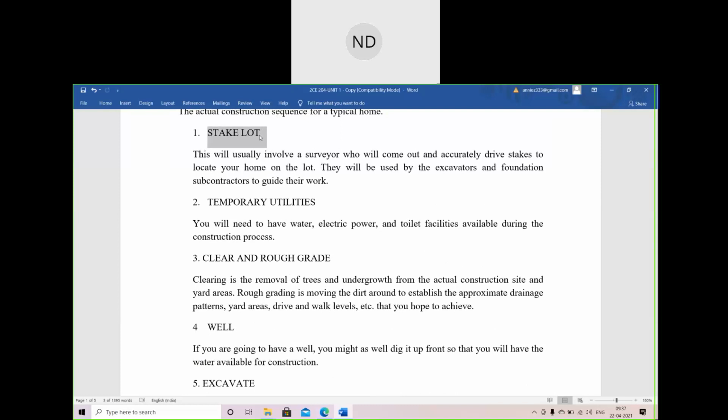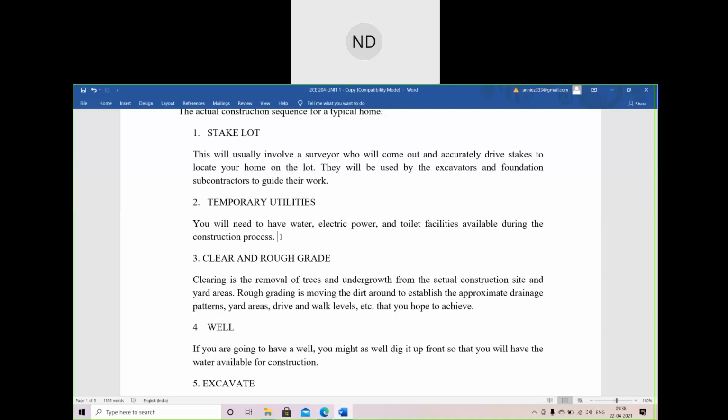Okay, then if we go to the next one, what is the next sequence? Temporary utilities. 112, are you there? Can you tell what is this second one, temporary utilities? Just read and tell what you understood. You will need to have water, electric power, and toilet facilities available during the construction process. I hope this one is easy. This one you understood? Yes, ma'am.